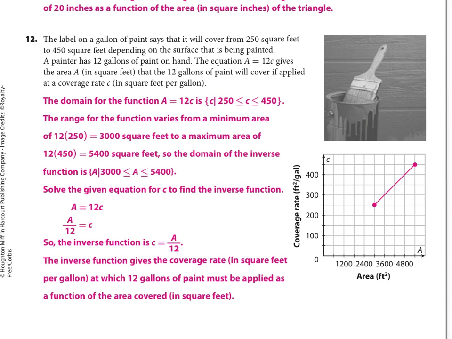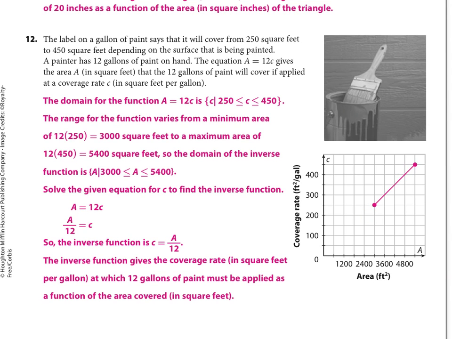Problem number 12. The label on a gallon of paint says it will cover from 250 square feet to 450 square feet, depending on the surface that is being painted. So if you notice, this is supposed to be the graph of the inverse. This was the domain for the original function. So now what's happened? It now becomes the range for our new function. So that's why it goes from here 250 up to here 450.